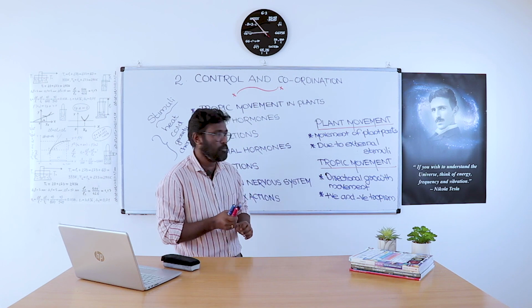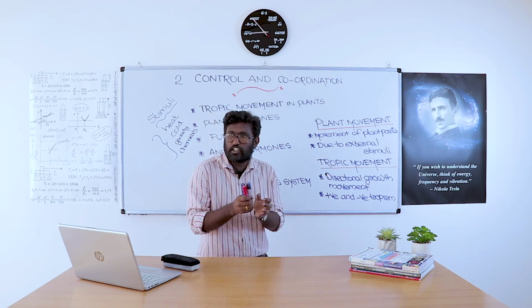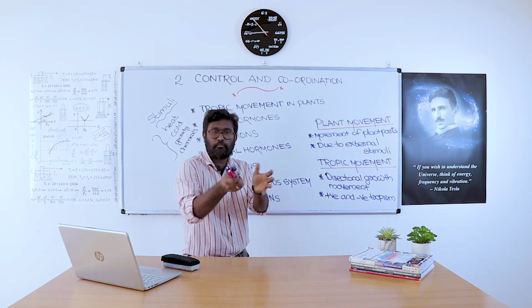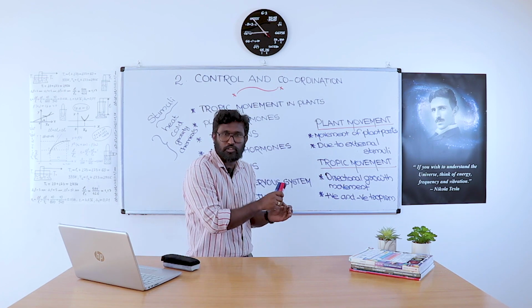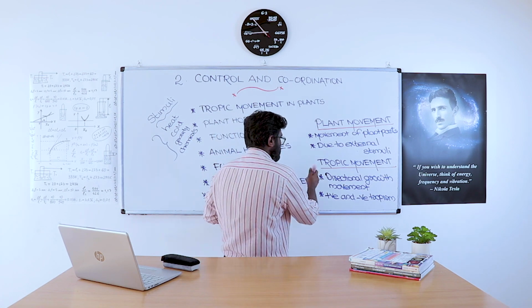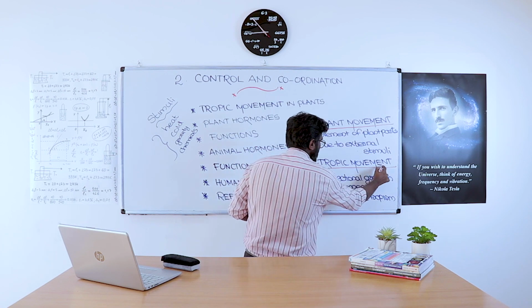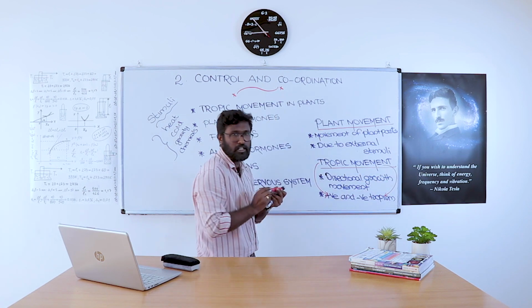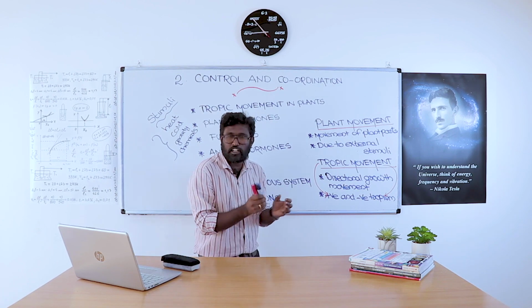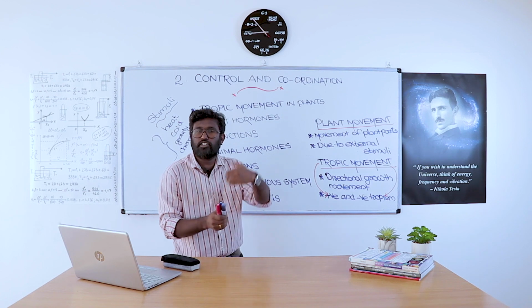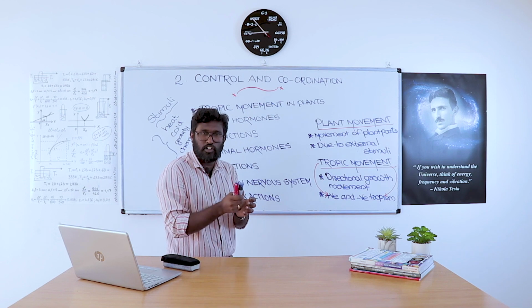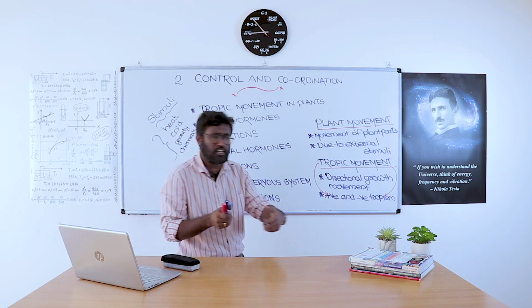And what is meant by tropic movement? It is the directional growth movement of plants or plant parts. The tropic movement can be considered as two: positive tropism and negative tropism. What is meant by positive tropism? As we know, with respect to an external stimuli, there must be a change occurring in plants.